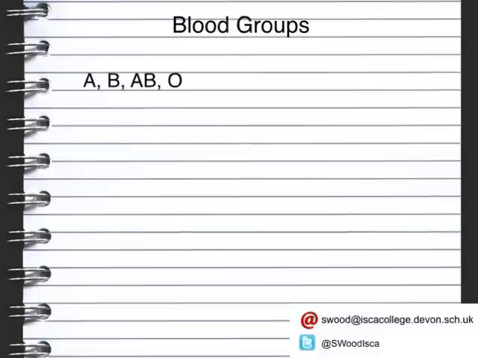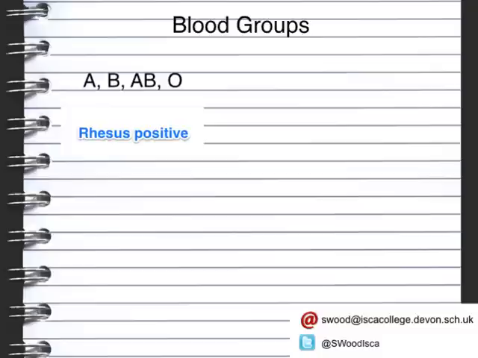These markers are known as proteins, and they occur on the red blood cells. If you have these proteins, you are what's known as rhesus positive, and the protein that you've got is the rhesus protein. If you don't have it, you can guess what it's called. It is rhesus negative.